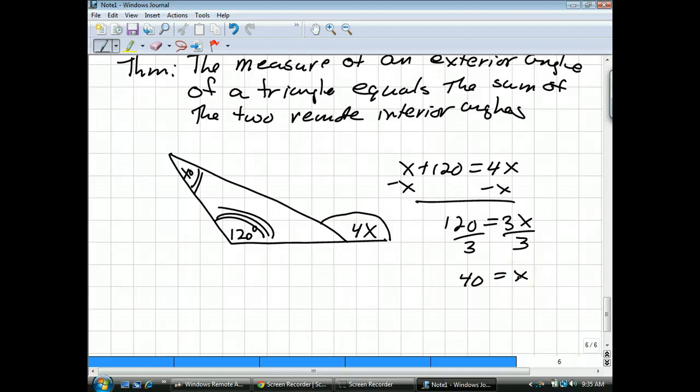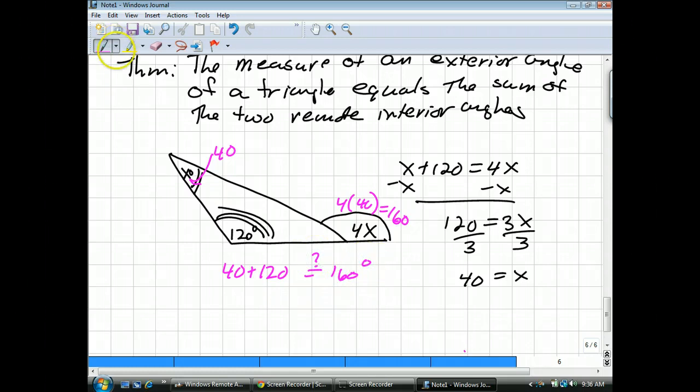Okay? So, and that means that this angle has a measure of 40 degrees. This one is 120, and this is 4 times 40, or 160. So is 40 plus 120 equal to 160 degrees? Are those equal? Yes, they are.